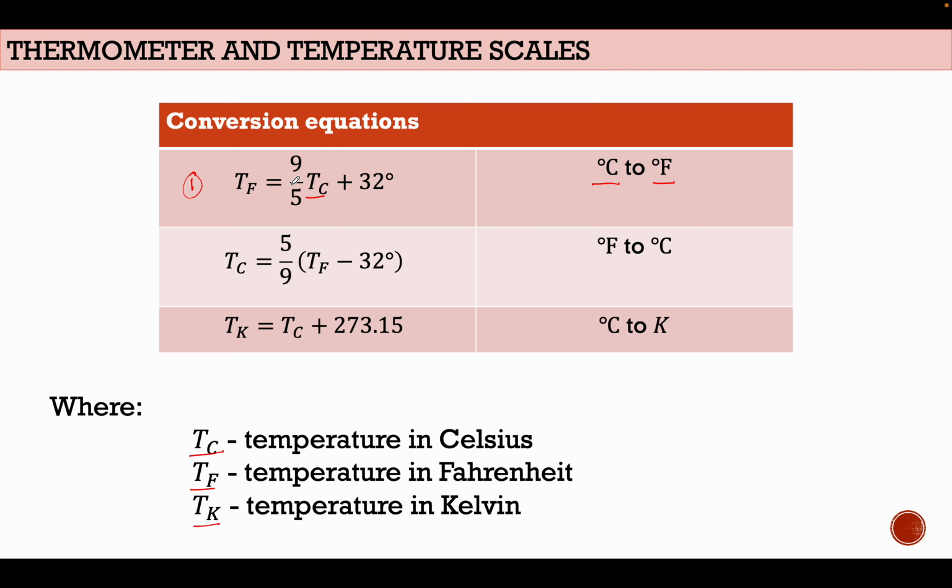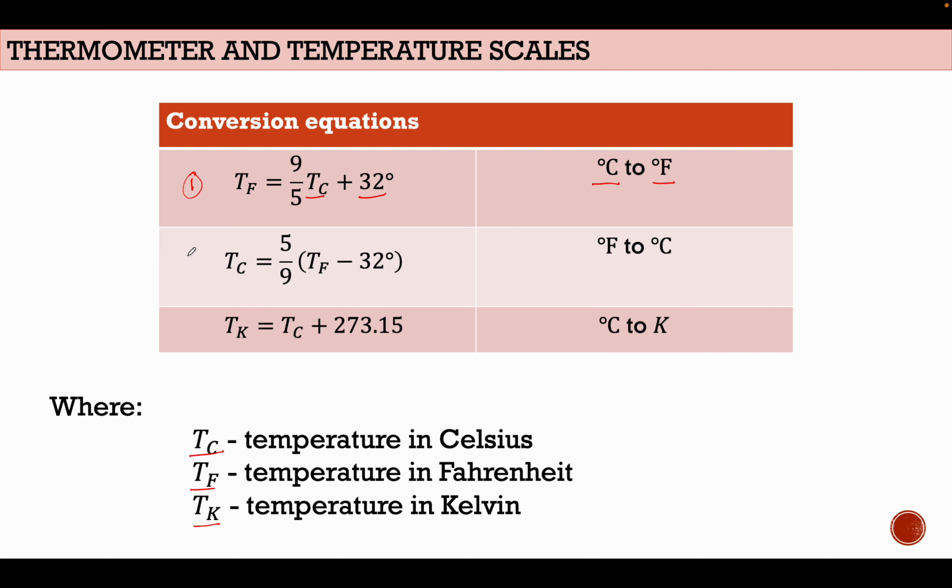So again, we need to multiply first 9 over 5 and T sub C before we add 32 degrees. If we add first T sub C plus 32 and then multiply by 9 over 5, we will get a different value. So again, it's really important to multiply first T sub C by 9 over 5 before adding 32 degrees. So this is the conversion equation if we want to convert temperature from Celsius to Fahrenheit.